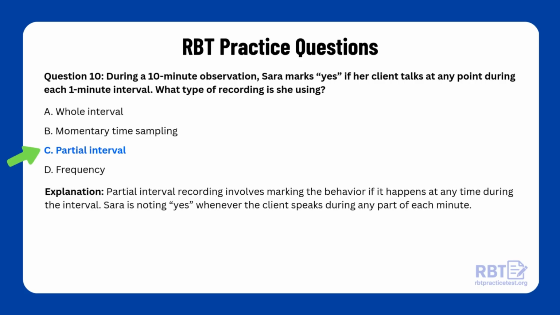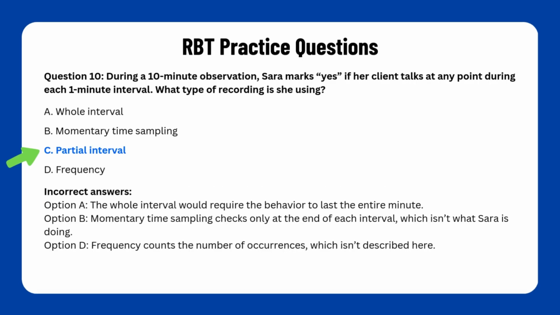Partial interval recording involves marking the behavior if it happens at any time during the interval. Sarah is noting yes whenever the client speaks during any part of each minute. Now for the wrong answers. A is incorrect, because the whole interval would require the behavior to last the entire minute. B checks only at the end of each interval, which isn't what Sarah is doing. D counts the number of occurrences, which isn't described here. Partial interval best captures the data collection method used.